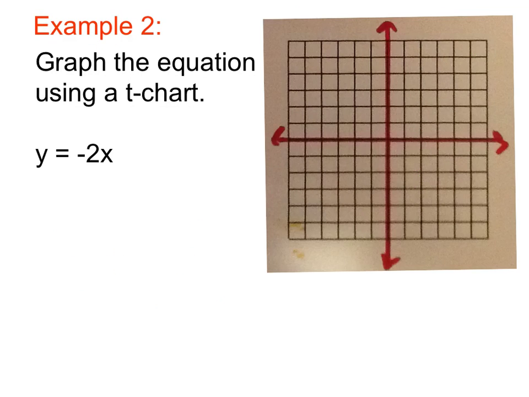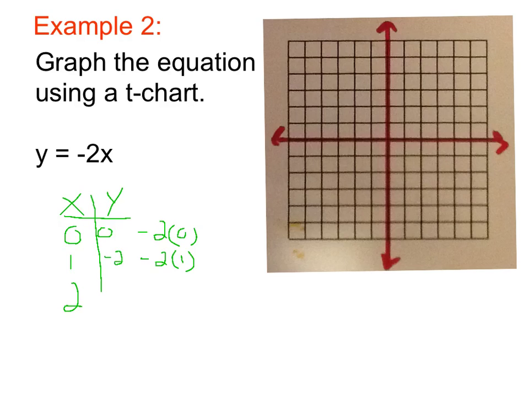Okay, again, graphing using the t-chart method, we got y equals negative 2x. So if we create a t-chart, one column for x, one column for y, pick some values for x, say 0, 1, 2. If we plug a 0 in there, we have negative 2 times 0. Well, that gives us 0, so we'll graph the point 0, 0. If we plug 1 in there, well, that gives us negative 2, so we'll graph the point 1, negative 2. And if we plug a 2 in there, negative 2 times 2 is negative 4, so we'll graph the point 2, negative 4.